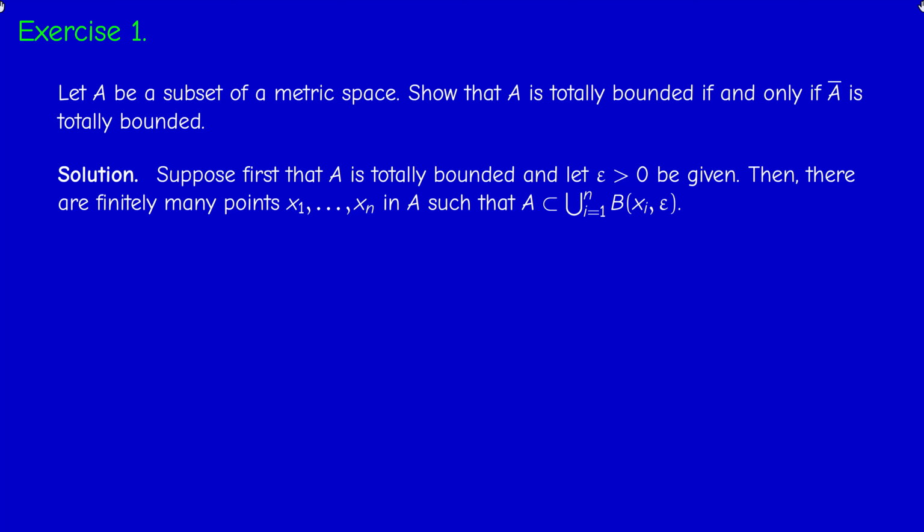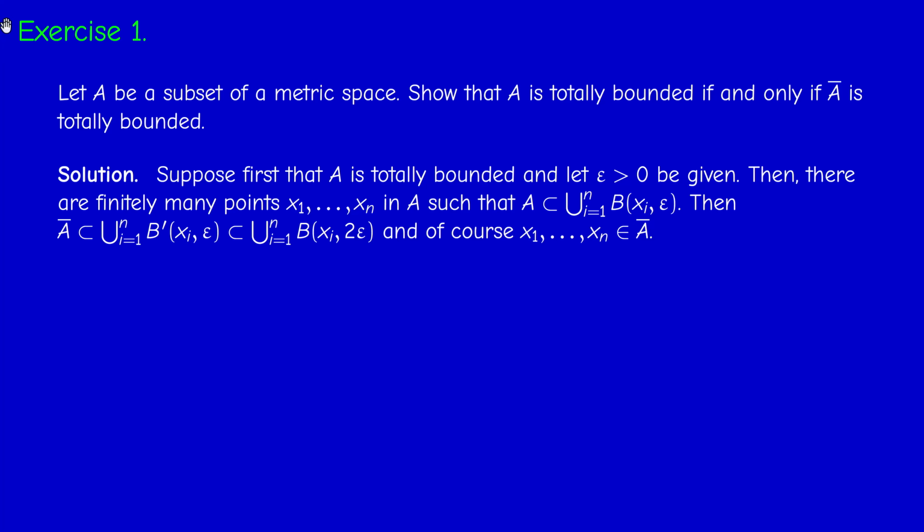Now, if you look at the union of the corresponding closed balls, the union of the closed balls of center xi and radius epsilon is a closed set. It's a finite union of closed sets. And of course, it contains A. But A bar is the smallest closed set containing A. Therefore, this union of closed balls contains A bar. Now, of course, the closed ball of center xi and radius epsilon is contained in the open ball of center xi and radius 2 epsilon.